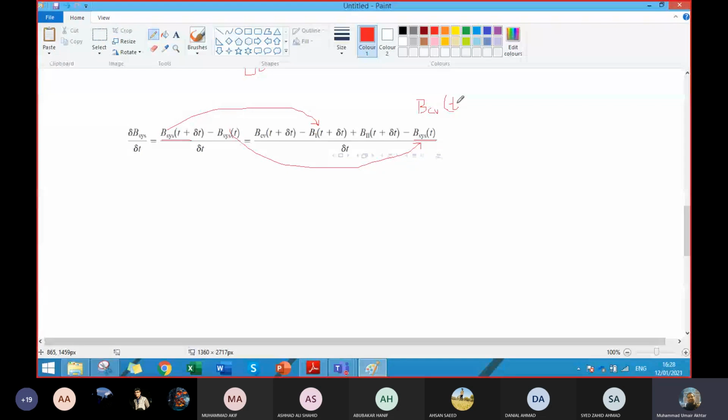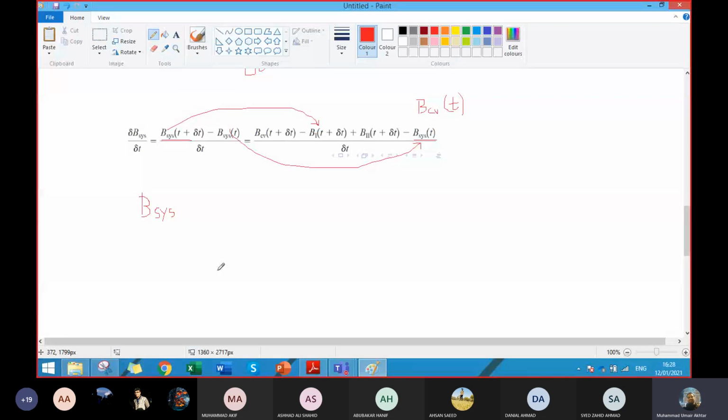We are trying to see the difference in the change in the property with respect to time. Most of the time we are interested in the change in energy with respect to time, the change in momentum, force per unit time, velocity per unit time. We're interested in such kind of properties.